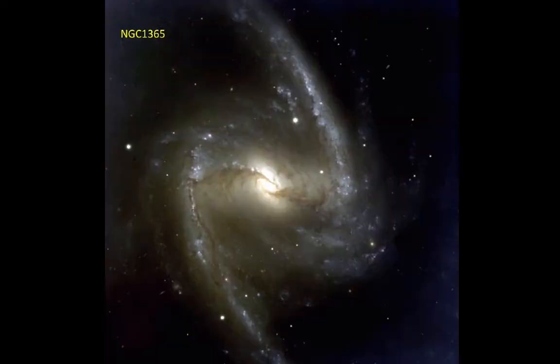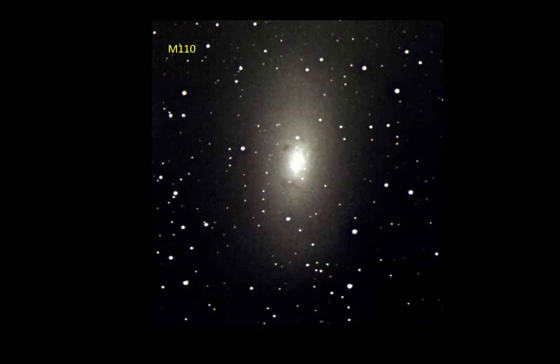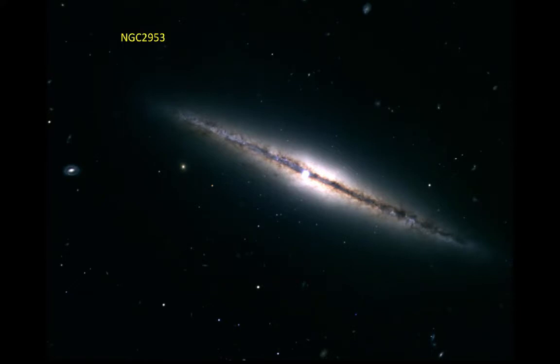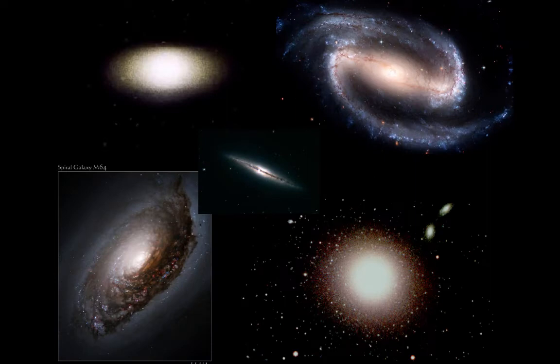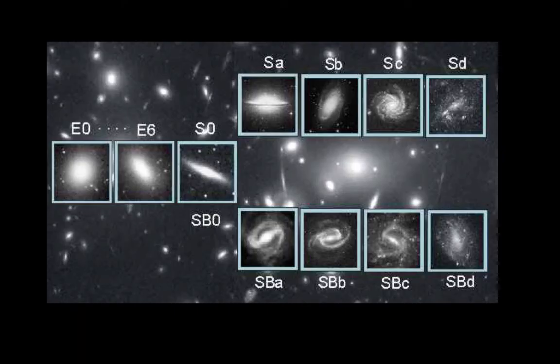Now you notice that the spiral galaxies themselves have a range of different shapes. This is an elliptical galaxy, spiral galaxy, side on, another spiral galaxy. So as well as falling into three basic categories, there's also a lot of variation in shape between galaxies. And Hubble came up with a classification system. The basic classification system works like this.